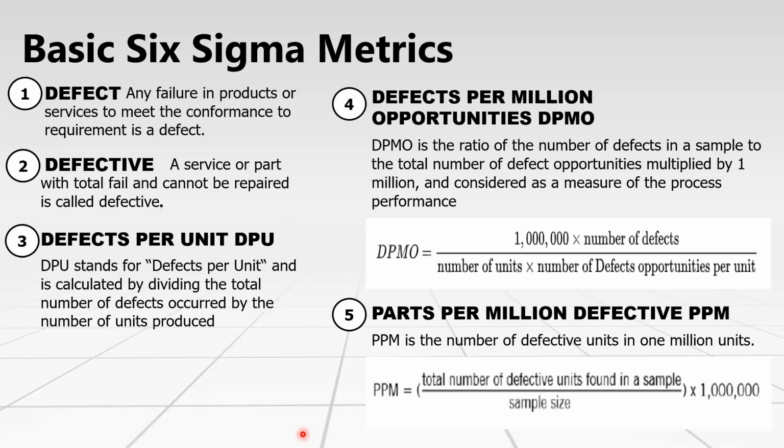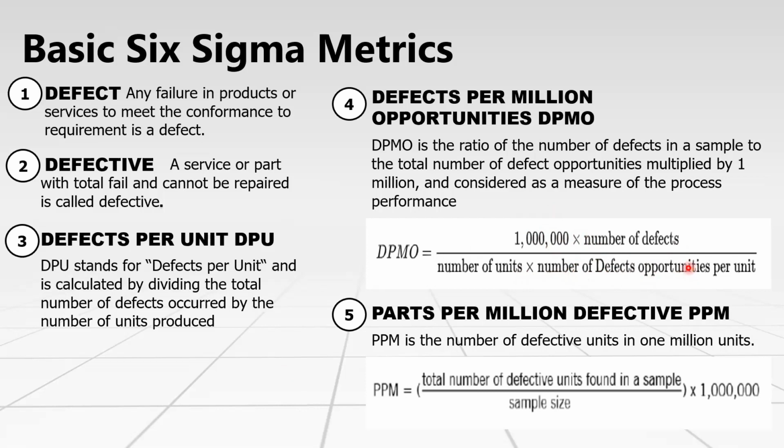Then I have what is known as the DPMO, or the defects per million opportunities. This parameter is mainly used to understand the average rate of the defects existing in the organization, as we will see later on in the formula of calculating the sigma level, how important it is to know the DPMO. The DPMO is calculated as per the shown formula: the number of defects divided by the number of units produced, multiplied by the number of defect opportunities per unit.